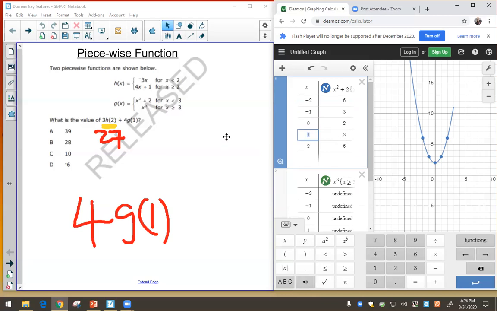So G1 is 3, and it's 4 multiplied by 3, and that will be 12. So we said plus 12. Okay, so what is 27 plus 12? Oh, it's 39. So A is my answer. So what we have done is to evaluate our piecewise function using Desmos. As we develop our algebraic skills, we will be able to do a question of this type without using a graphing calculator. Okay, see you guys.